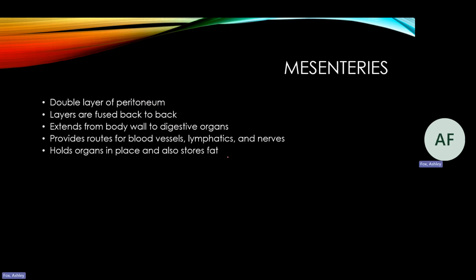But then also we have things called mesenteries. So these are going to be double layers of peritoneum as well, and they're actually fused. So what do these mesenteries do? Not only do they extend from the body wall, so they come off and then they usually encircle the intestines, small intestine, large intestine, and attach to the body wall. So all of the small intestine, all of the large intestine, are all these tubes.